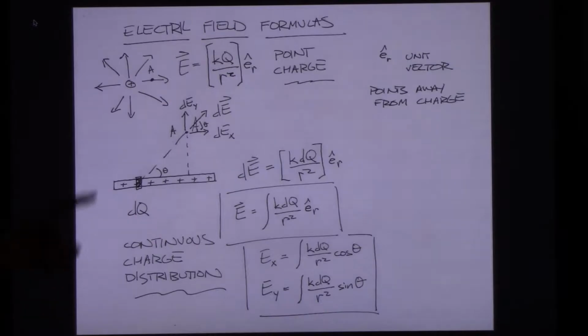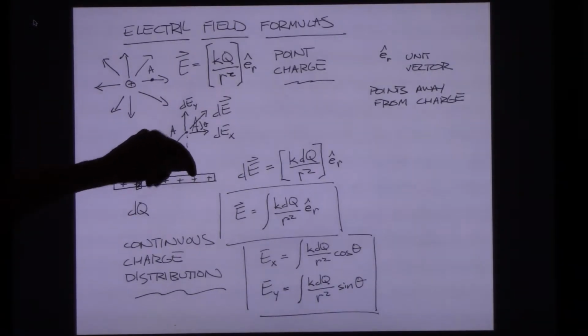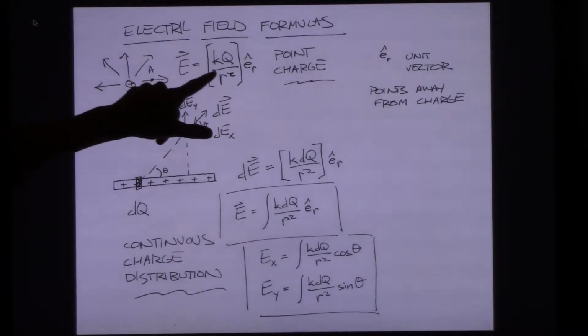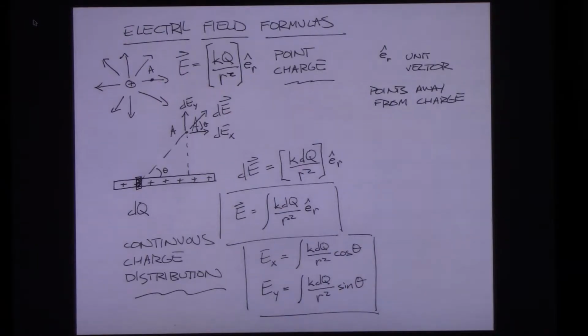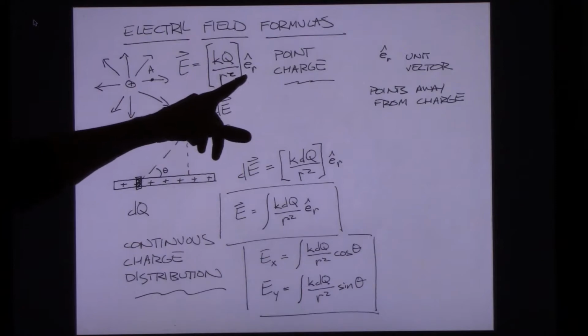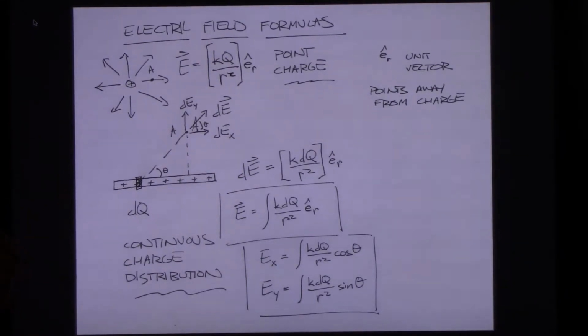And we said, okay, here's a point charge. Here is a continuous distribution of charge. For the point charge, we had a formula. kq over r squared told us how large the electric field would be, what is its magnitude. And then this unit vector kept track of direction.